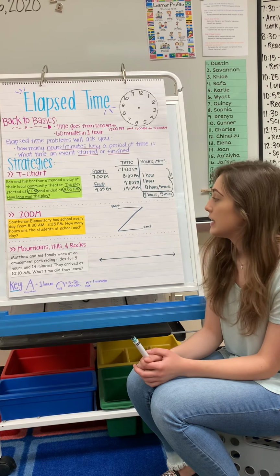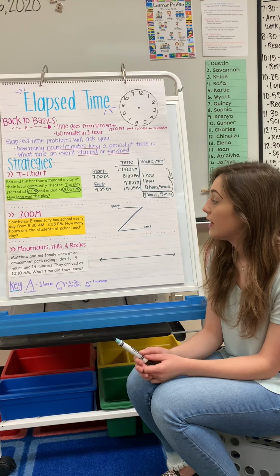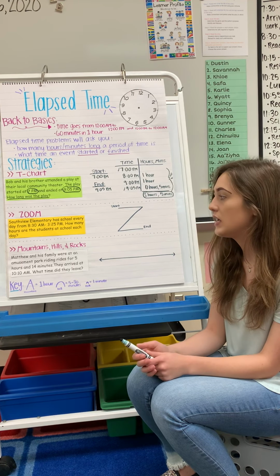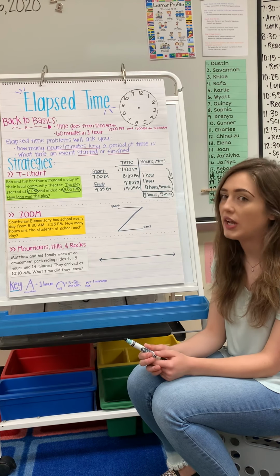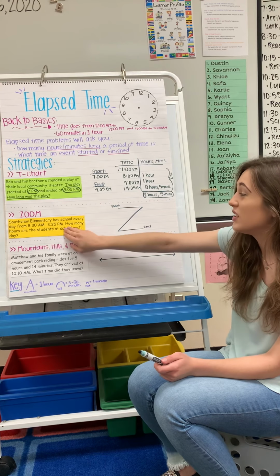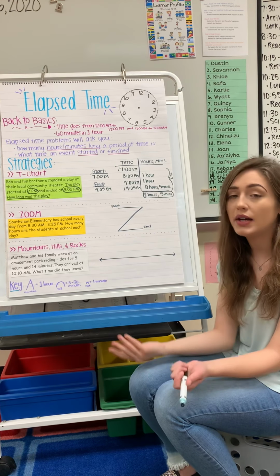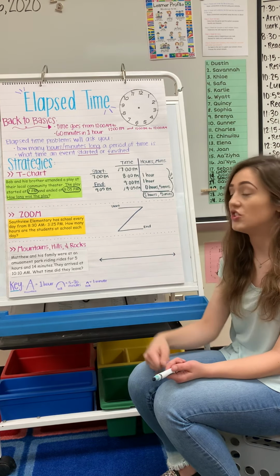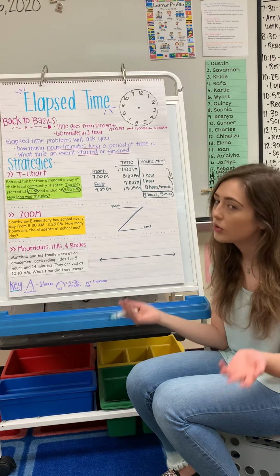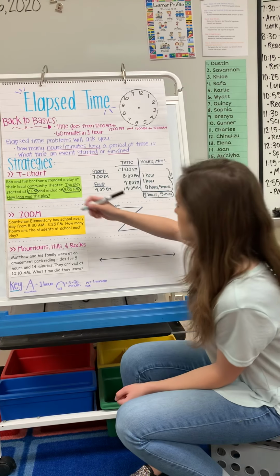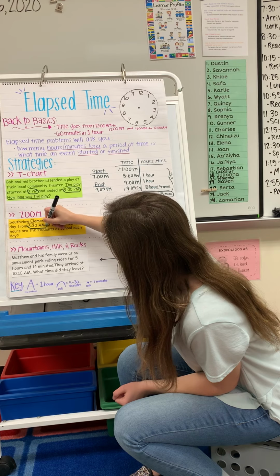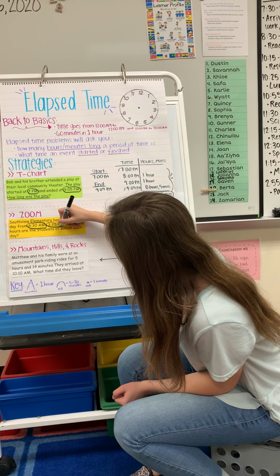So the problem says, Southview Elementary has school every day from 8:30 a.m. to 3:25 p.m. How many hours are the students at school each day? So this is another problem very similar to this one. So if you wanted to, you could have used a T-chart, but we're going to practice using a different strategy called Zoom. So once again, I'm going to do my cubes, but it's going to look a little bit different than a normal problem. So they have school every day from 8:30 a.m. to 3:25 p.m.